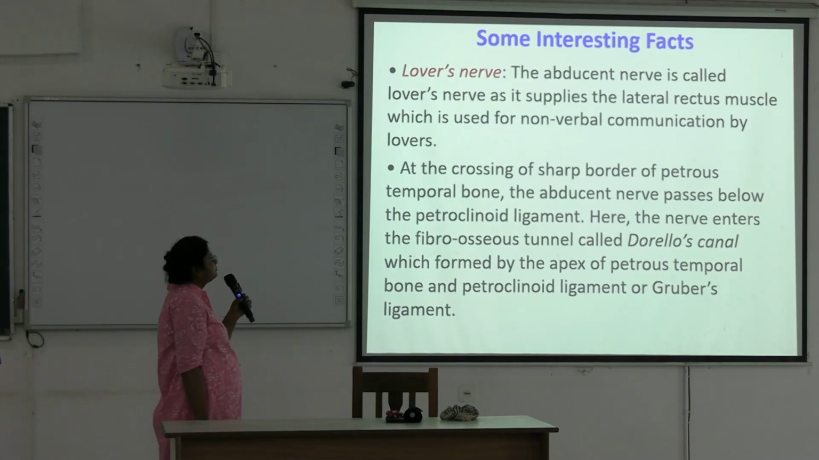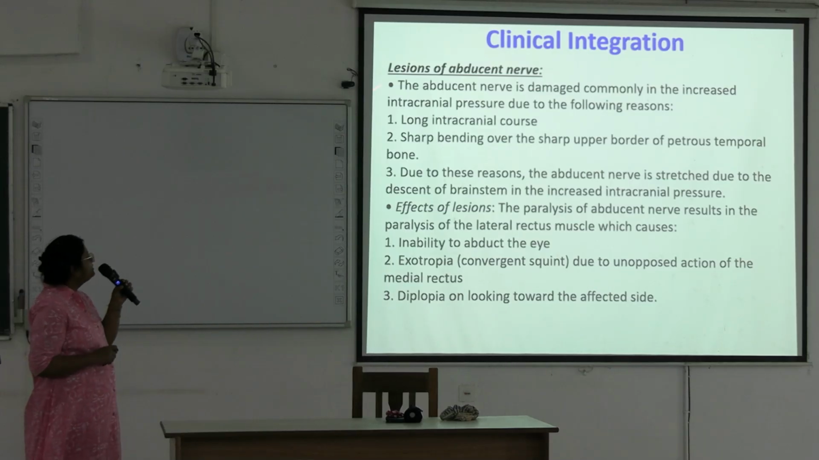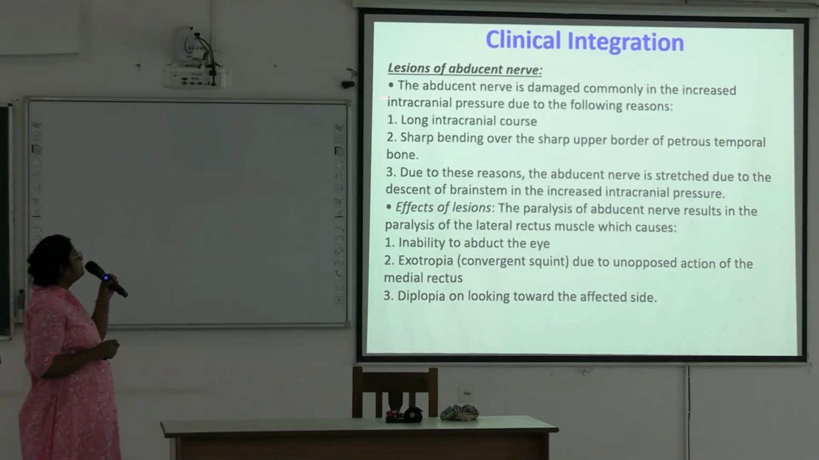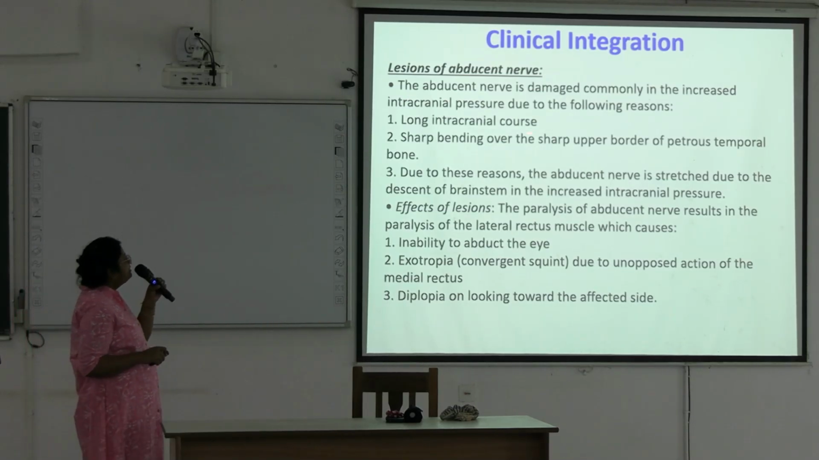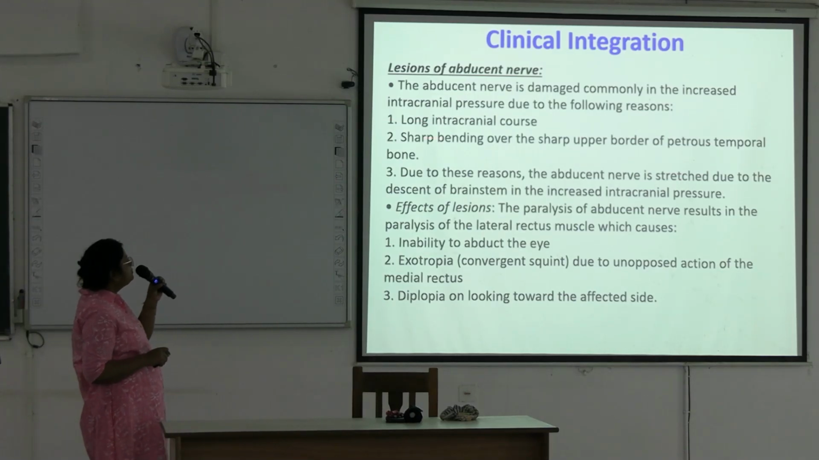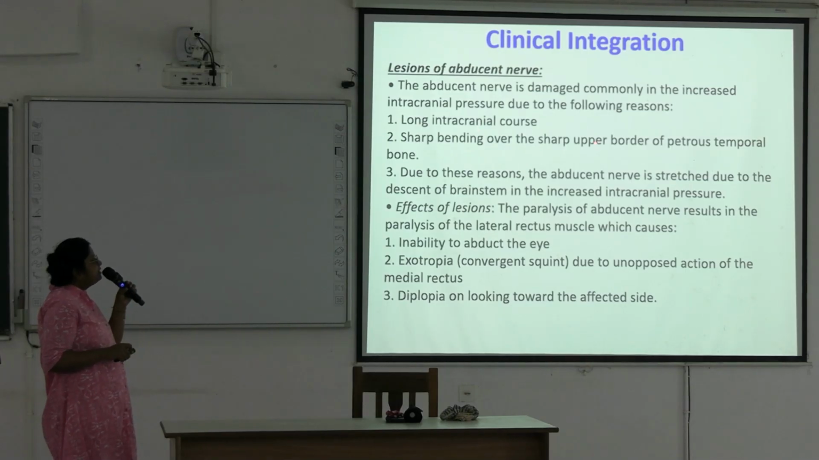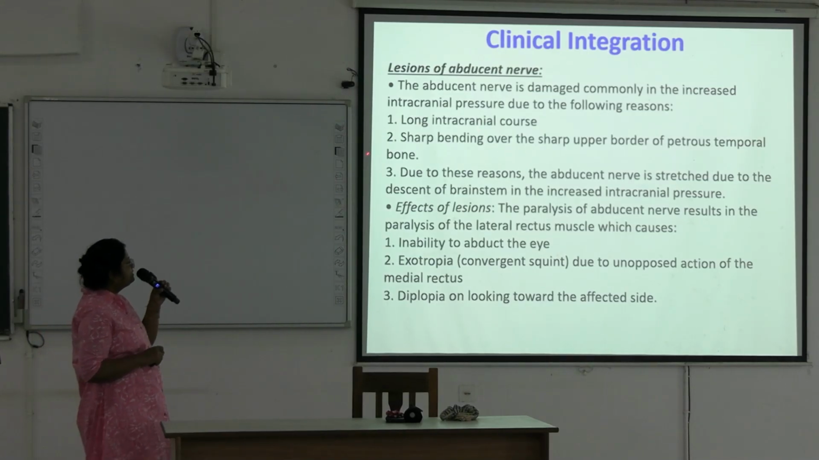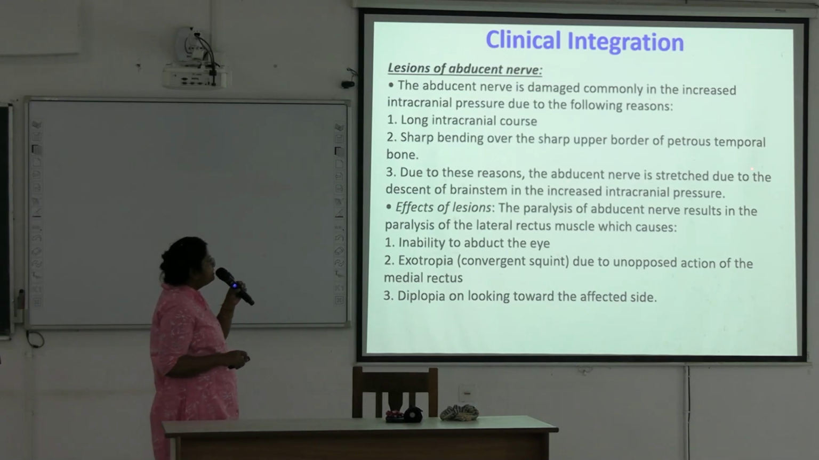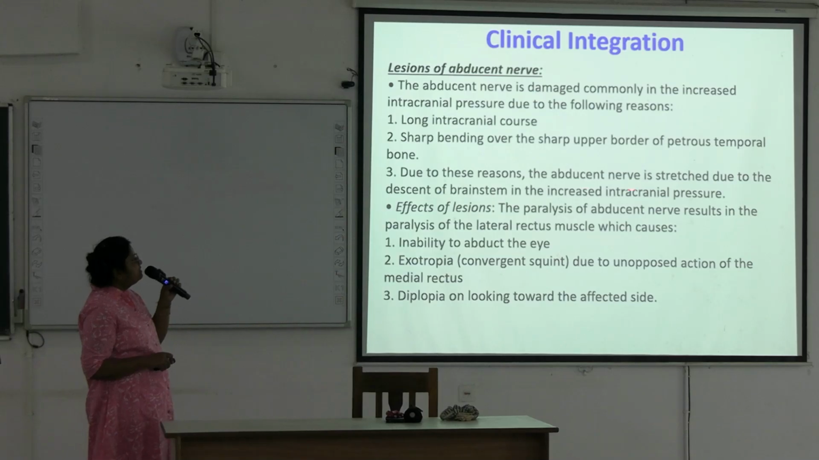Next we go to the clinical aspect of this nerve, lesions of the abducent nerve. It is damaged commonly in increased intracranial pressure due to the following reasons: its long intracranial course, and sharp bending over the sharp upper border of the petrous temporal bone. Due to these reasons, this nerve is stressed due to descent of the brainstem in increased intracranial pressure.